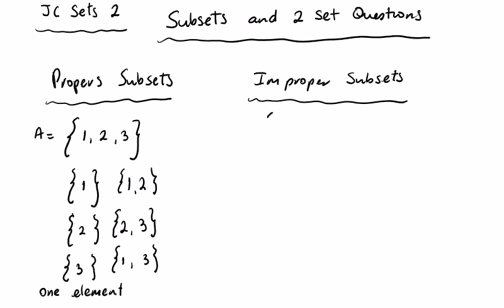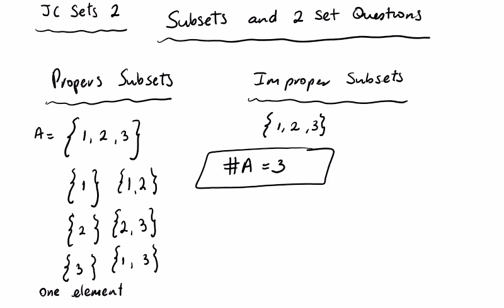Now, an improper subset is when the set contains all the elements. So 1, 2, and 3 is still a subset of A, but it's known as an improper subset. So we have 3 with 1 element, 3 with 2 elements, and 1 with 3 elements. And hashtag A, or the cardinal number of A, is equal to how many things are in A? 3, just to reinforce what we learned at the end of the last lesson.